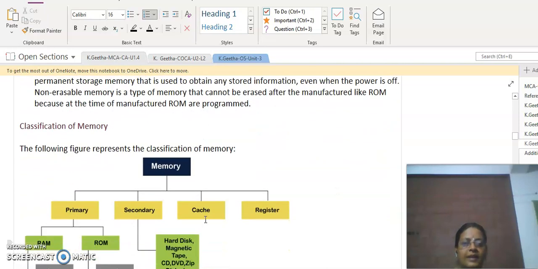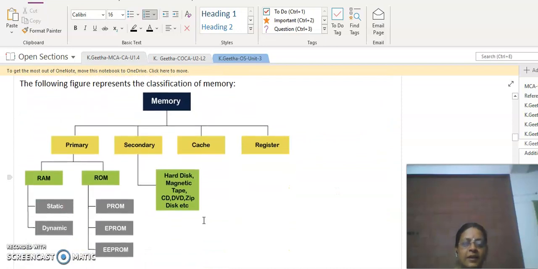Okay, now the next thing is the classification of the memory. I think we have already discussed in the previous session how the memory is going to be classified. Primary memory or main memory, secondary memory, otherwise called auxiliary memory, then cache memory, then registers. If you take secondary memory, all the storage devices whatever we are going to use come under the category secondary storage. And the main memory again is going to be RAM or ROM.